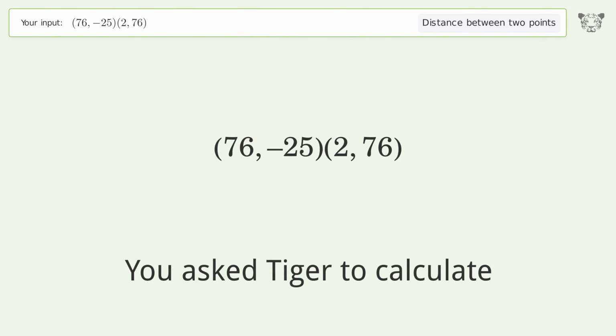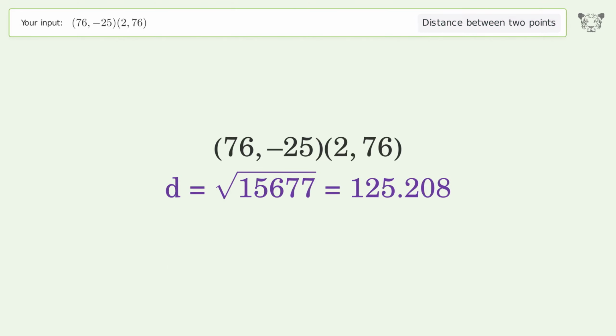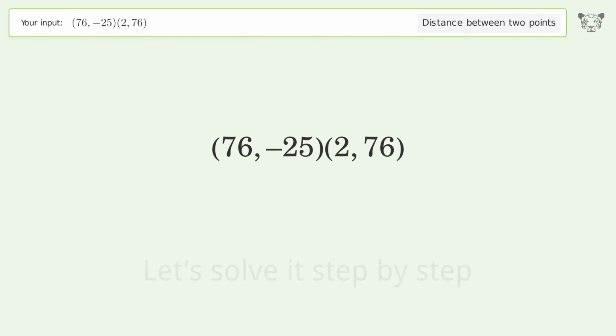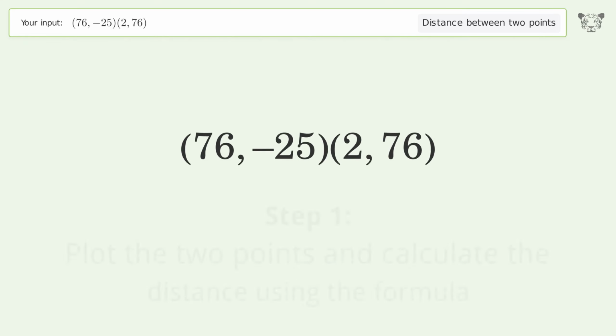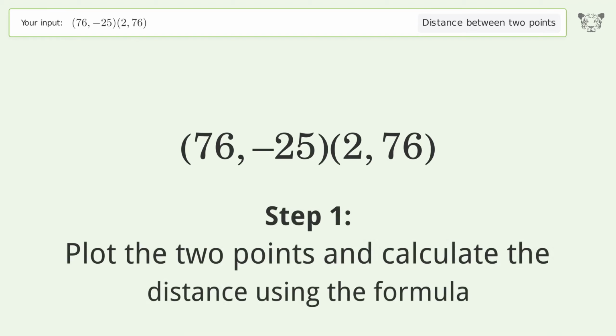You ask Tiger to calculate. This deals with the distance between 2 points. The distance between the 2 points is the square root of 15,677 or 125.208. Let's solve it step by step. Plot the 2 points and calculate the distance using the formula.